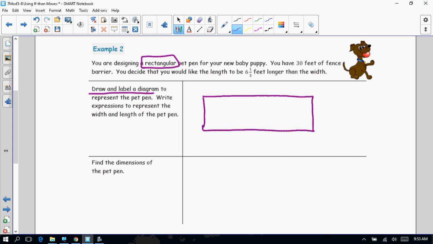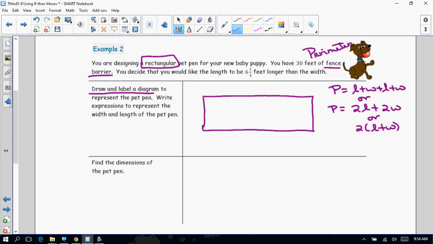And it mentions that you're going to use fence. Is fence the perimeter, or is fence the area? Well, they're not asking about the space that your dog is going to have. We're talking about perimeter. So when I think of perimeter of a rectangle, I'm just going to write down things I know. Perimeter is length plus width plus length plus width. Or maybe you know it as 2 lengths plus 2 widths. Or I could say it's 2 times length plus width. All of these are ways to write perimeter. Any of those are fine. Just get your brain thinking about it and write down the formulas that you know.